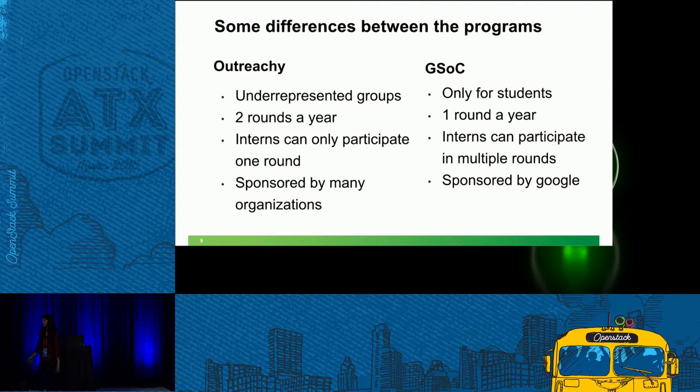And the main thing about Outreachy is that once you are selected as an intern, you are not allowed to apply again for the same thing. But Google Summer of Code, you can apply multiple times and to various projects, but Outreachy is only once. And Outreachy is sponsored by many different open source organizations, whereas Google Summer of Code is sponsored by Google mainly.